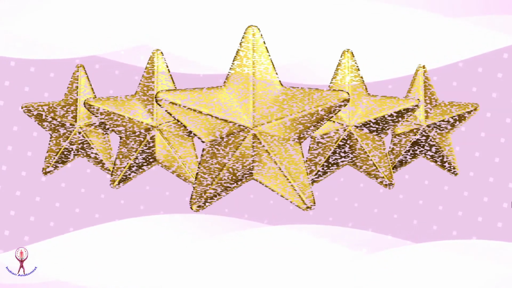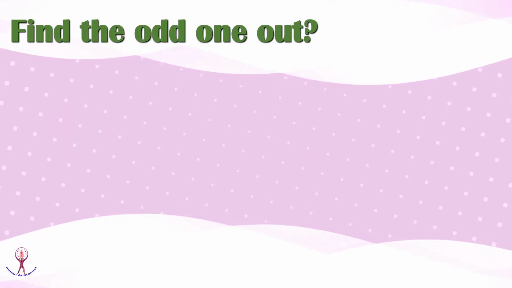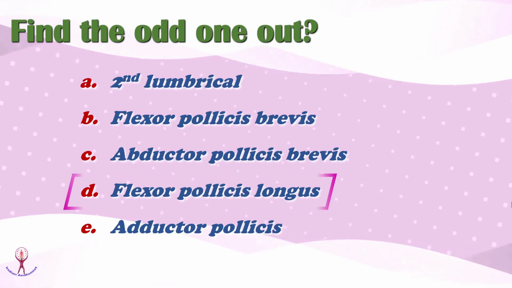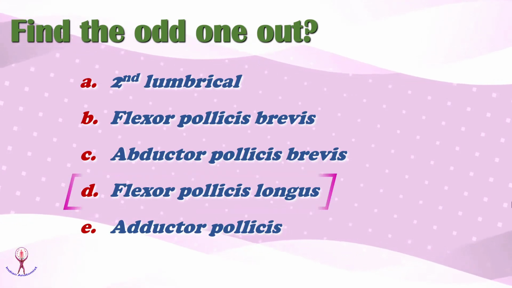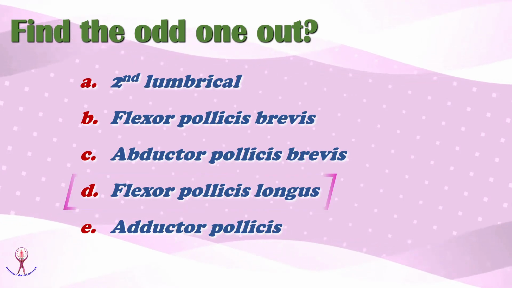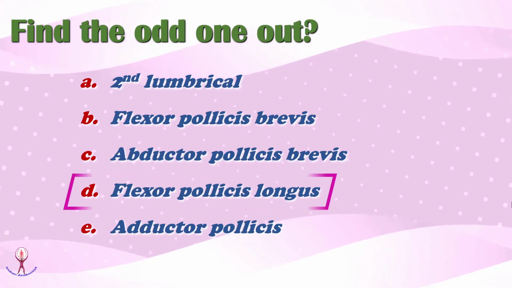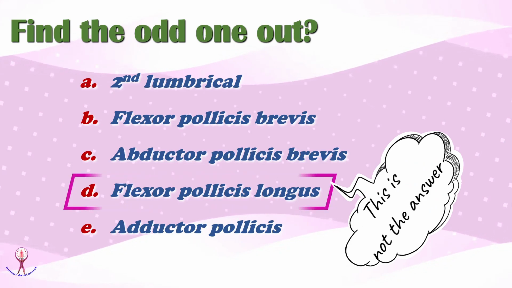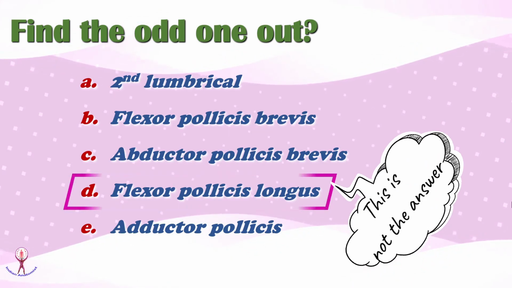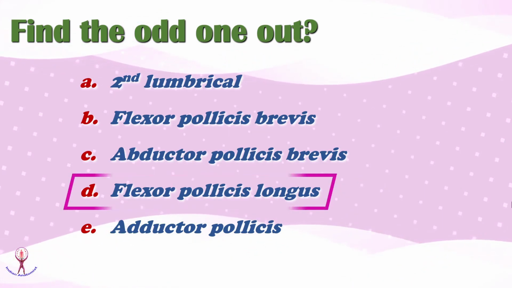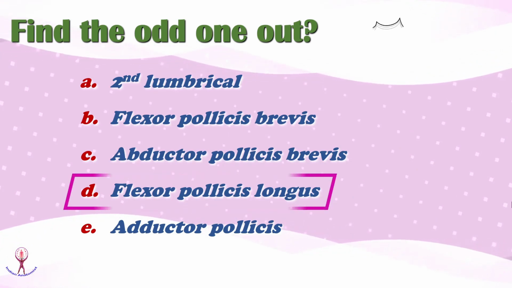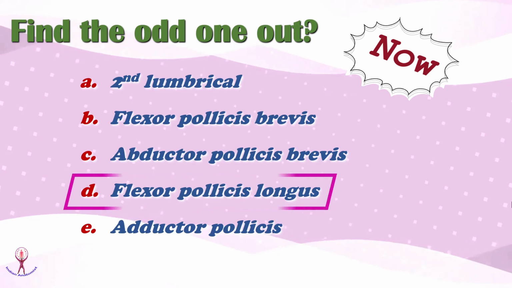From the choices, find the odd one out. That is, the flexor pollicis longus is one of the extrinsic muscles of the hand, since it originates in the front of the forearm and inserts into the palm of the hand. Dear aspirants, this is not the answer for this MCQ. The remaining muscles, that is the options A, B, C, and E, are the intrinsic muscles of the hand.